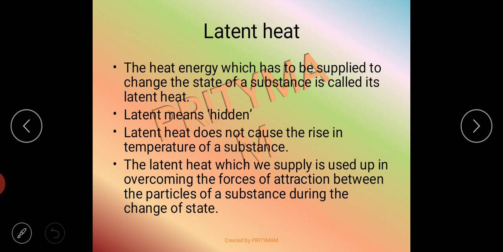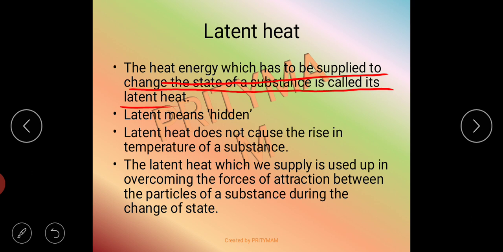Now let us study a new topic, latent heat. Normally when heat is given to a substance, its temperature rises. This, however, is not so when a change of state of a substance takes place. Because when heat is given to change the physical state of a substance, means from solid to liquid or liquid to gas, there is no rise in the temperature of the substance at all. The heat energy which has to be supplied to change the state of a substance is called its latent heat.